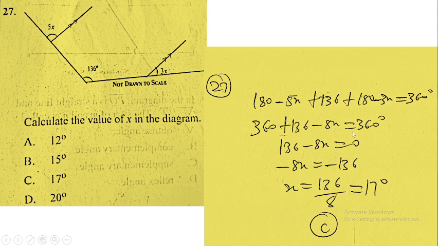Collect like terms, or from here now you can just take it to this side, then you'll have minus 136, then the minus will take your minus, then you can divide both sides by 8, then you will have your x to be 17 degrees. So option C is the correct option as far as question number 27 is concerned.